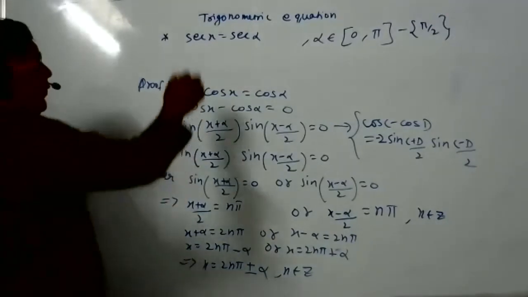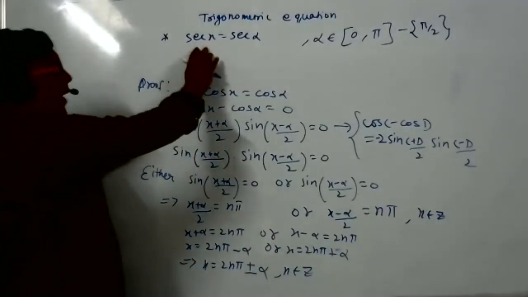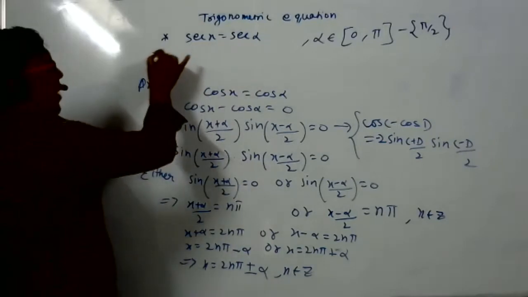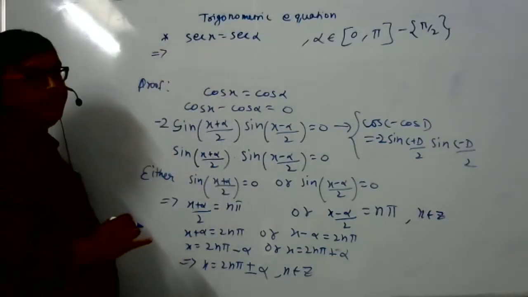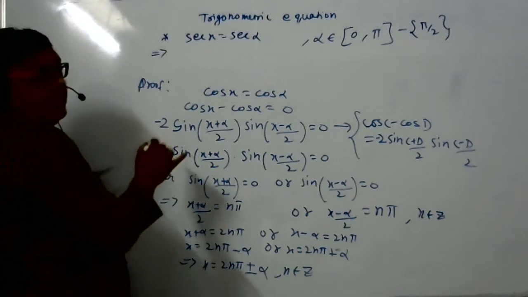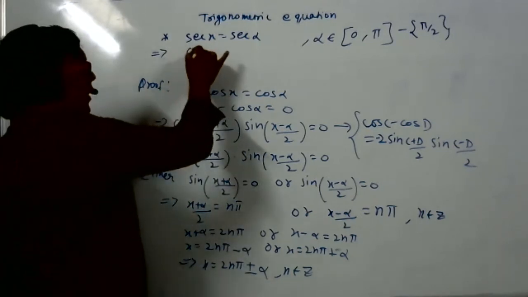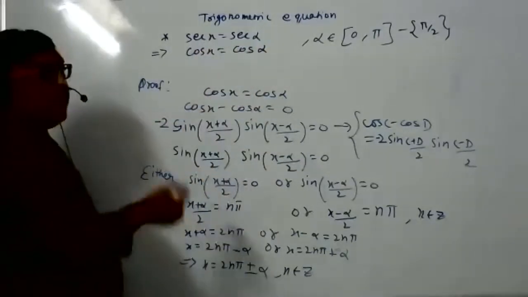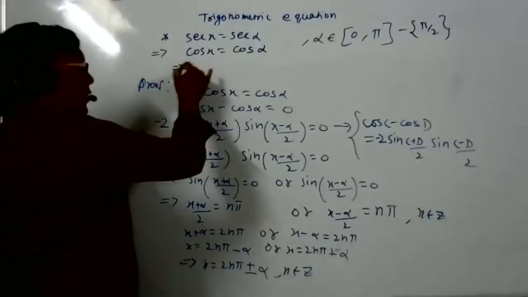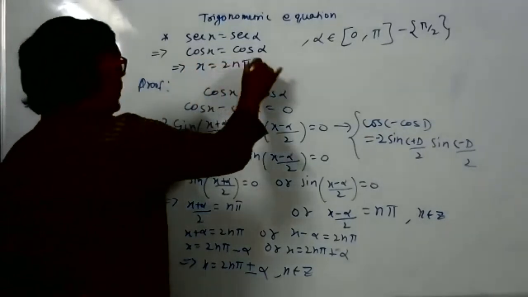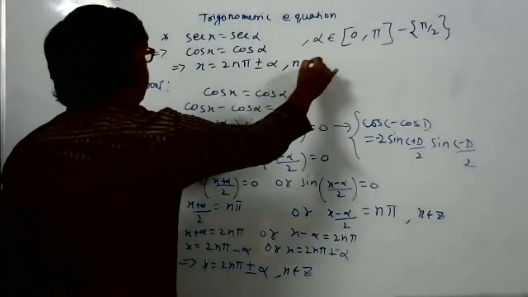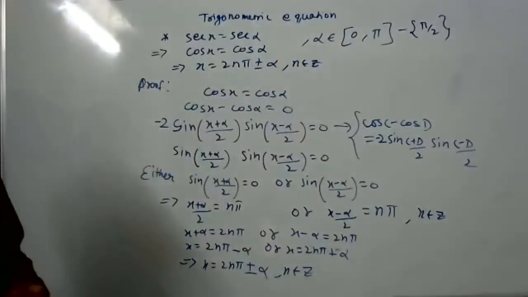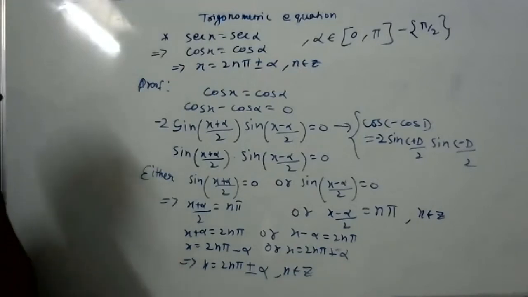Whenever they give in the question secant x is equal to secant alpha, you take the reciprocal. What will you get? 1 by cos. So the reciprocal is cos x is equal to cos alpha. That solution I know. What is the solution? X is equal to 2n pi plus minus alpha, n belongs to integer. So cos x is equal to cos alpha and secant x is equal to secant alpha have the same answer, 2n pi plus minus alpha. No need of proving again. Copy down.